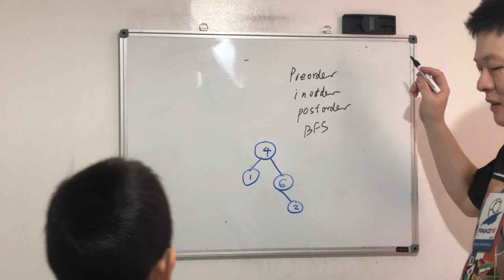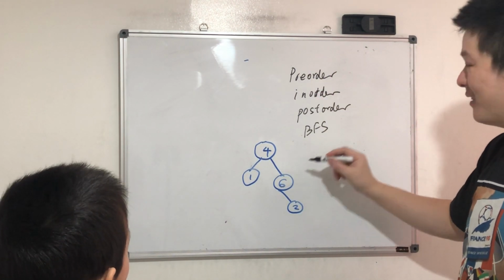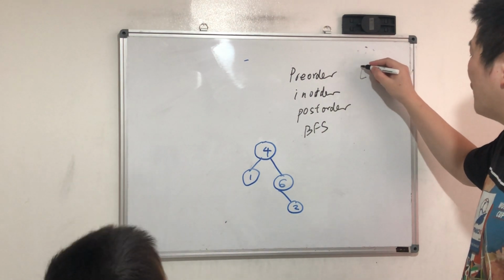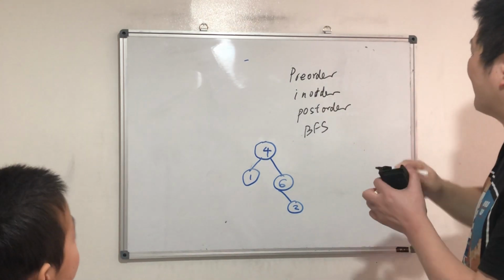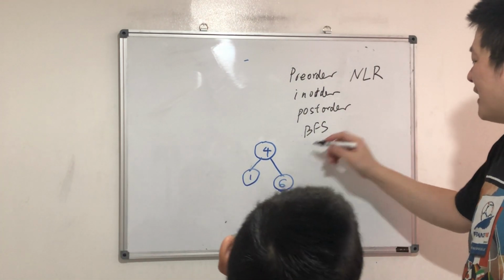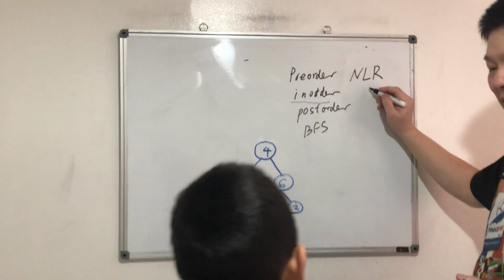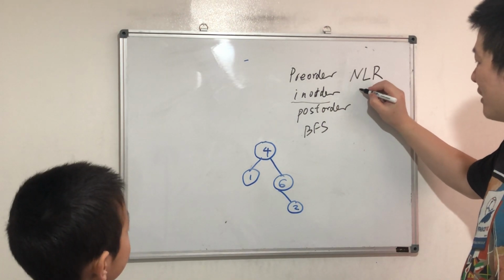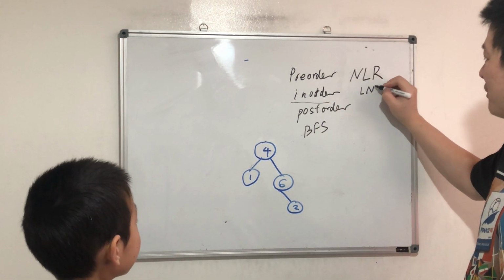I think it's root, left, right. So this is node, left, right, okay? And breadth first search is level by level, right? And in-order is what? Left, node, right.